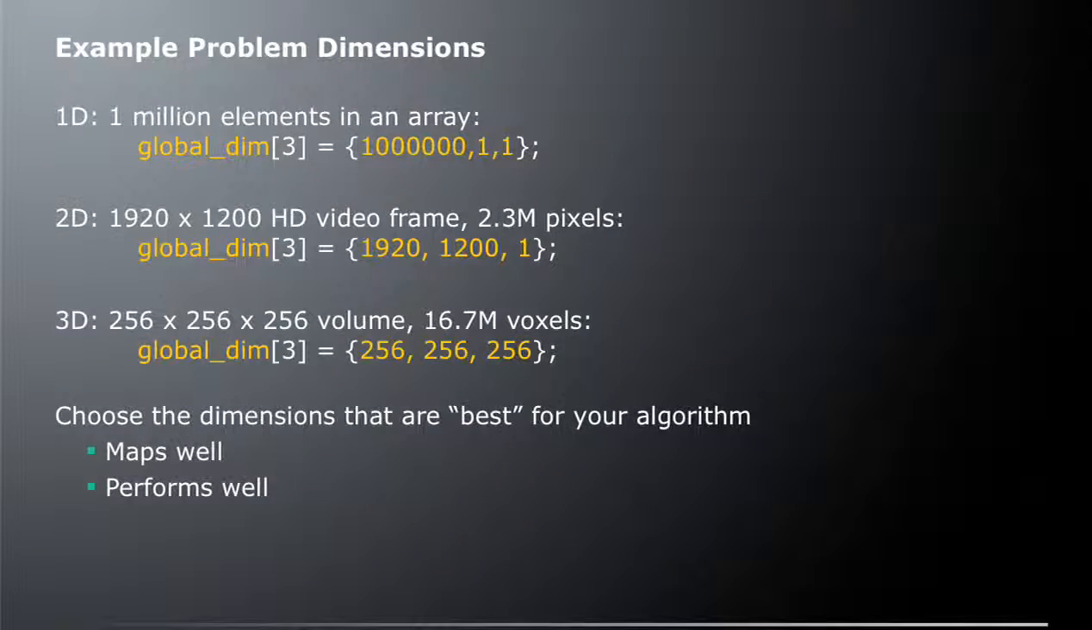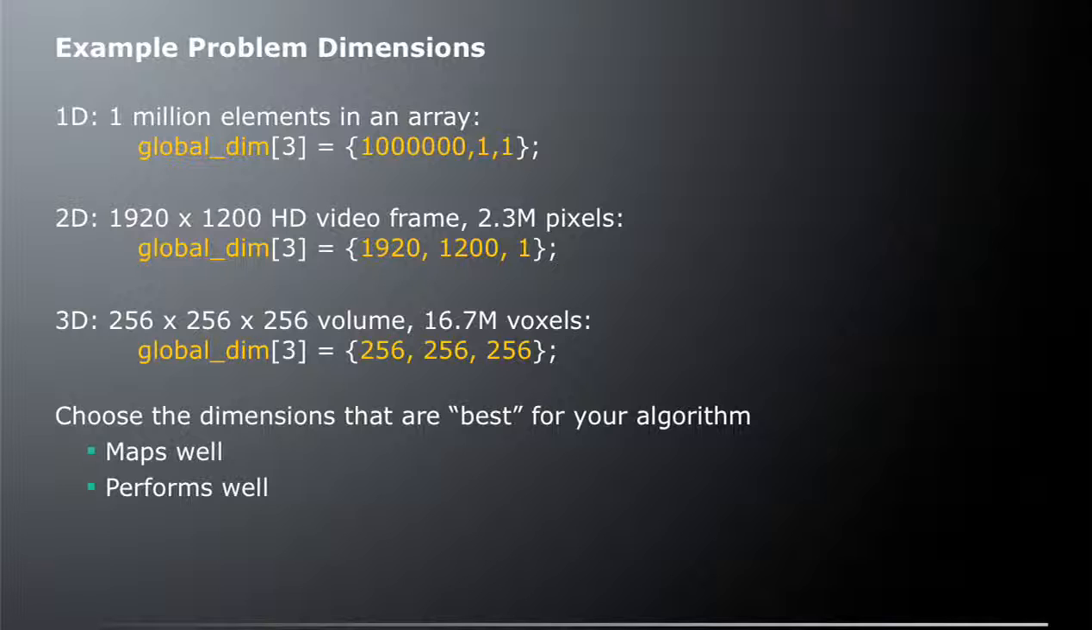Some example problem dimensions. Let's say we wanted to process 1 million elements in an array. In that case, the best choice might be to have a one-dimensional NDRange domain. In that case, we're going to have 1 million by 1 by 1. There are other situations, let's say you're processing an HD video frame, where you might actually want to do a 2D dimension. In that case, we might do 1920 by 1200 by 1. And it just so happens that when we're processing images, that's the best domain that we want to use.